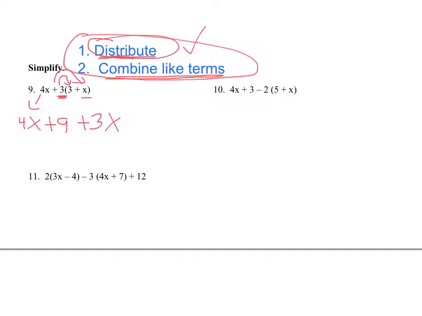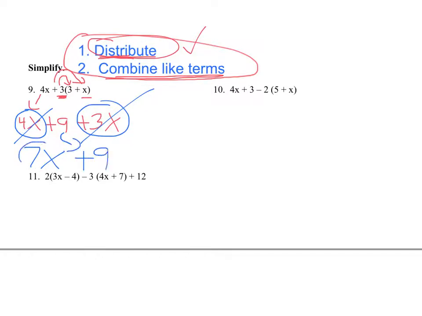So when I combine like terms, this 4x is similar to this 3x. If I add those, they're both positive. 4x plus 3x is 7x. So I'm done with the x's. And then there's no other like terms with the 9. So I just end up with 7x plus 9. I can't combine those because this 9 does not have an x. So that's my answer there. I put a little check mark. I combined like terms. Okay, let's look at number 10.